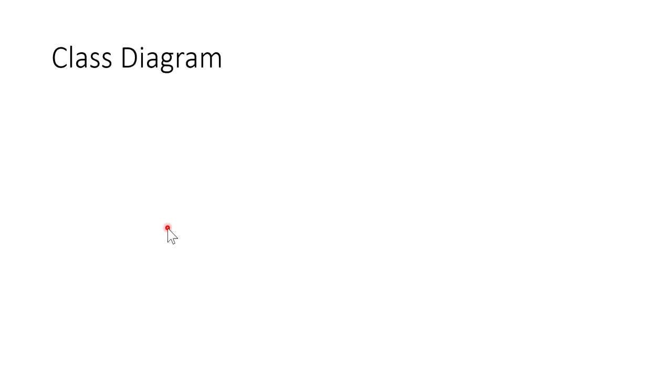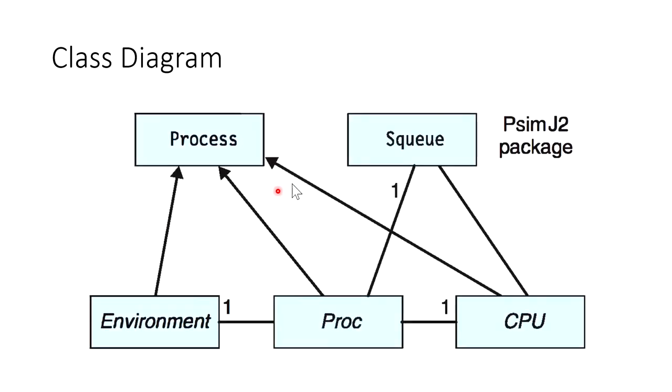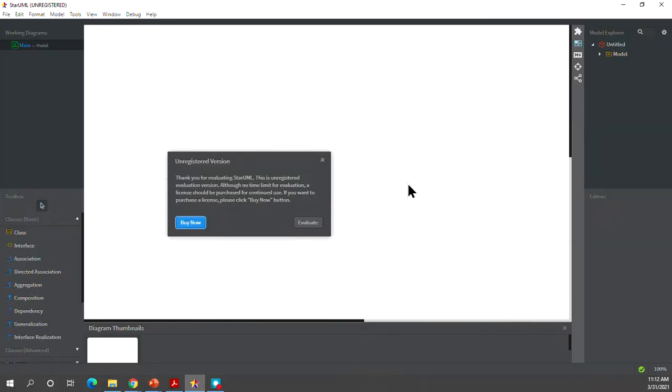Here I'm going to create a class diagram like this. Basically I have five classes here: the process, SQ, environment, proc, and CPU. So let's start it. Here I start StarUML right here.